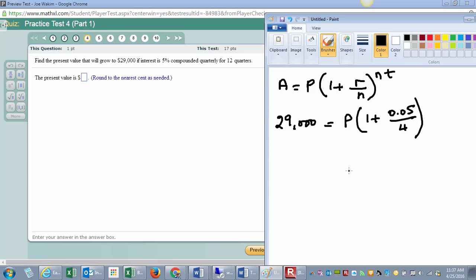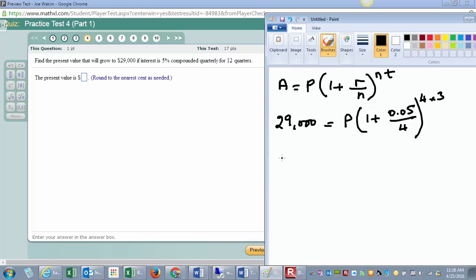So 12 quarters, we want the answer. n, of course, is 4. t is in years. So how many years is 12 quarters? 12 divided by 4 is 3 years. We don't want quarters for the years. We need to change the quarters to years, and we know that 4 quarters is 1 year. 12 divided by 4 is 3 years. So that would be the answer.